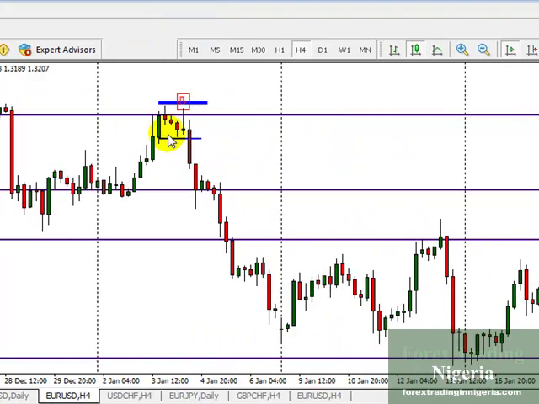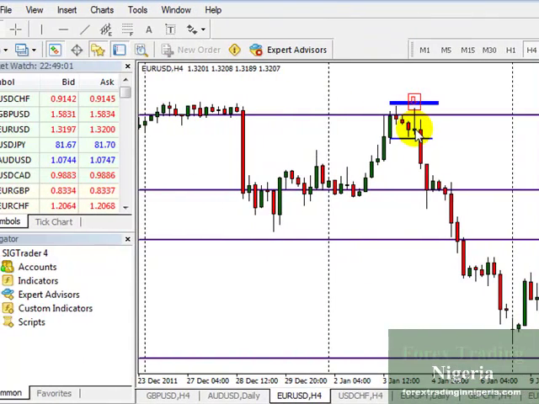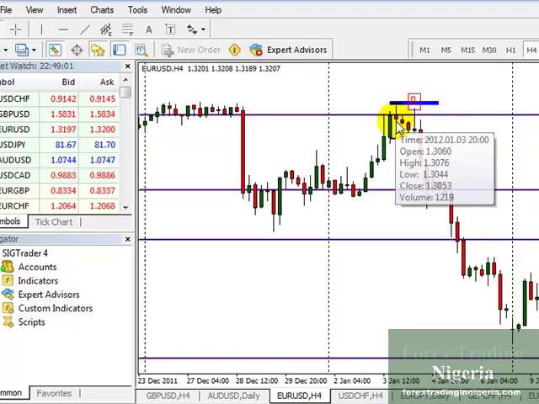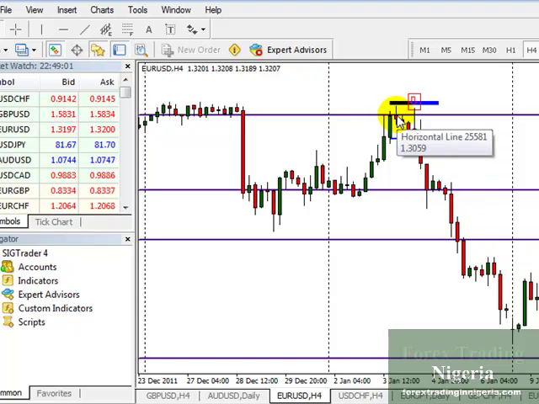So here, can you see the pin bar here? It is within the body and the wick of the previous bar. Look at the first one here. This is a pin bar also, and it's very small. And look at the one that we trade here.